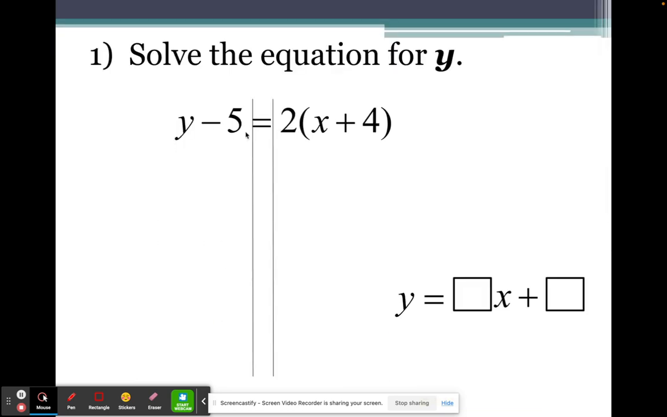I have y minus 5 equals 2 times quantity x plus 4. And I'm solving for y. So I want to get this y by itself. Well, the only thing with my y is that minus 5. So to get rid of that minus 5, I just need to add 5 to both sides.